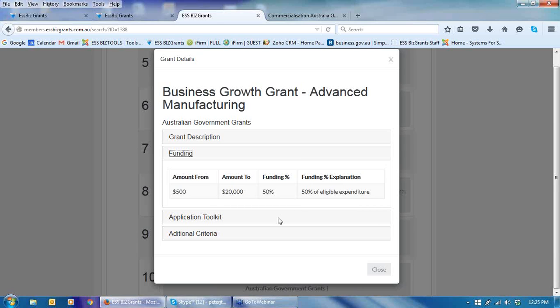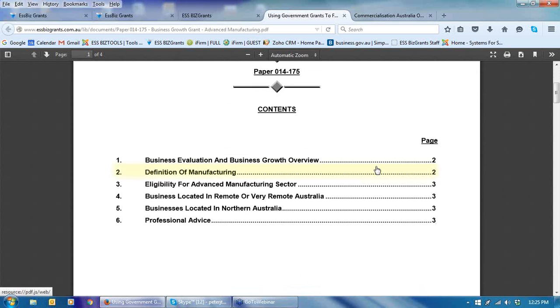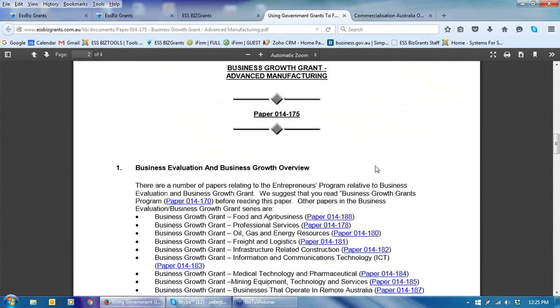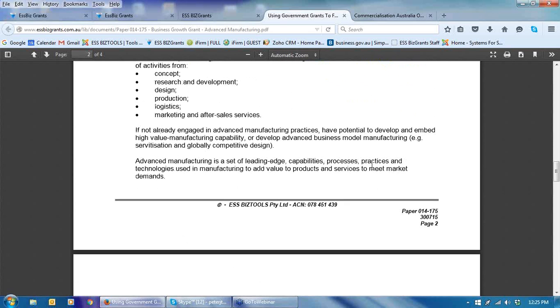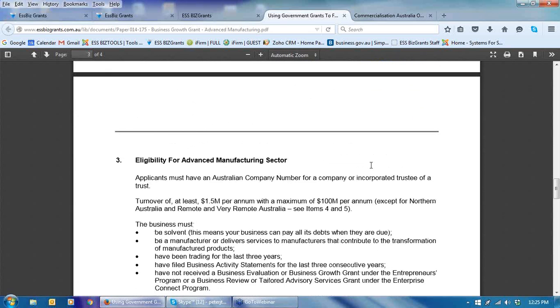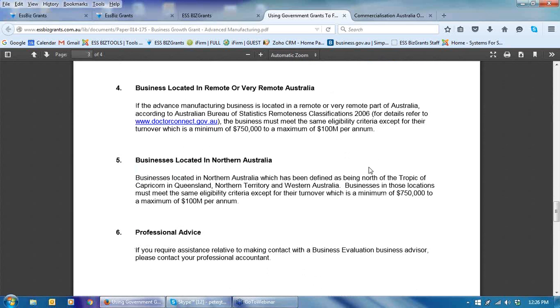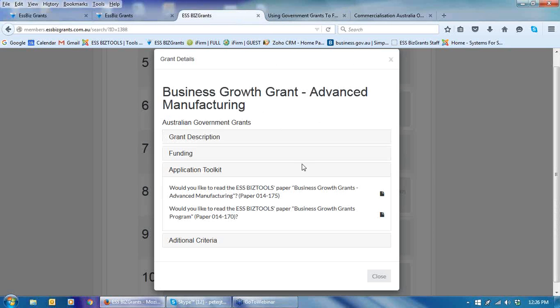This was announced early in September. The funding is up to $20,000. The additional information in the toolkit will give you information as to how this particular grant operates. Basically, you can do anything which the government agrees with that will potentially improve the performance of your business or your client's business. There's a lot of work accountants can do under this grant. Things like budgets, cash flow forecasts, debtors reviews.